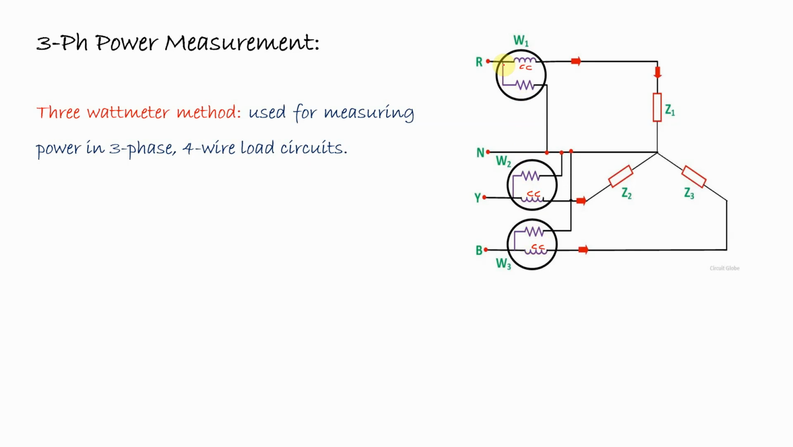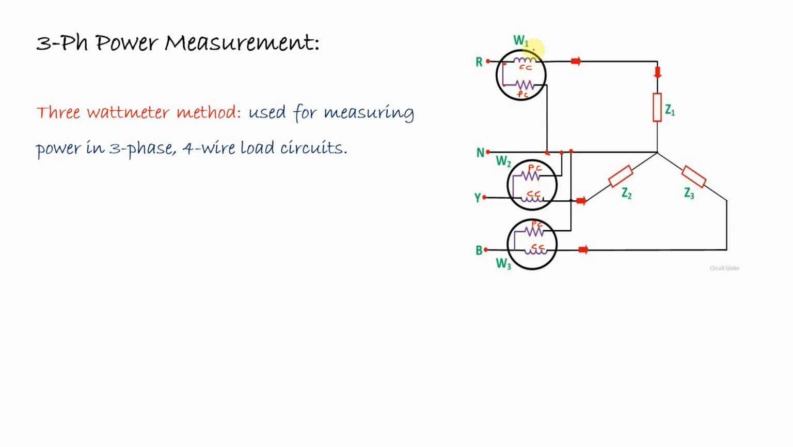And the pressure coil of the wattmeter W1 is connected between phase R and the neutral. Similarly, the pressure coil of the second wattmeter is connected between phase Y and the neutral, and for the third wattmeter it is connected between phase B and the neutral.